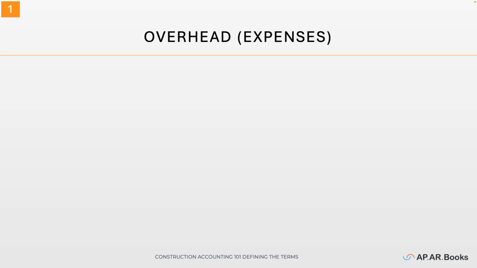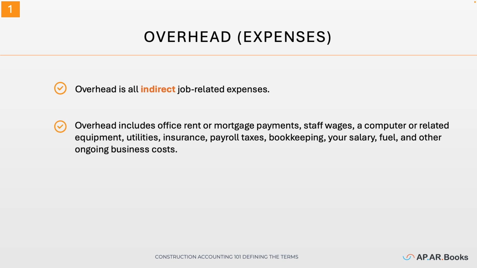So, what is overhead in construction? Basically, it is indirect, non-job-related expenses. These are things like office rent, mortgage payments, staff wages, computers and equipment, utilities, insurance, payroll taxes, your bookkeeper, your own salary, fuel, and other ongoing business costs.